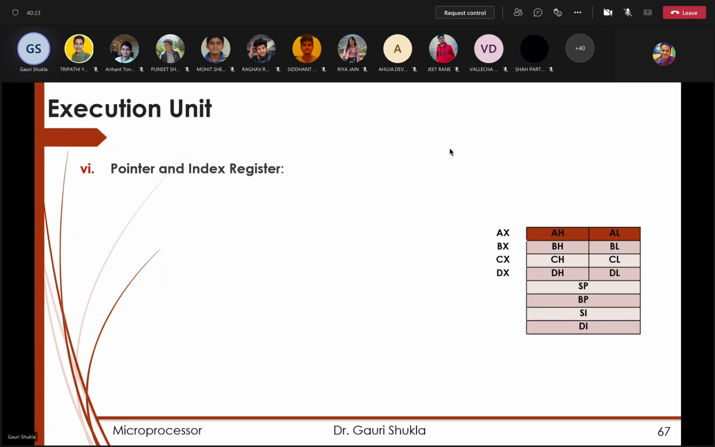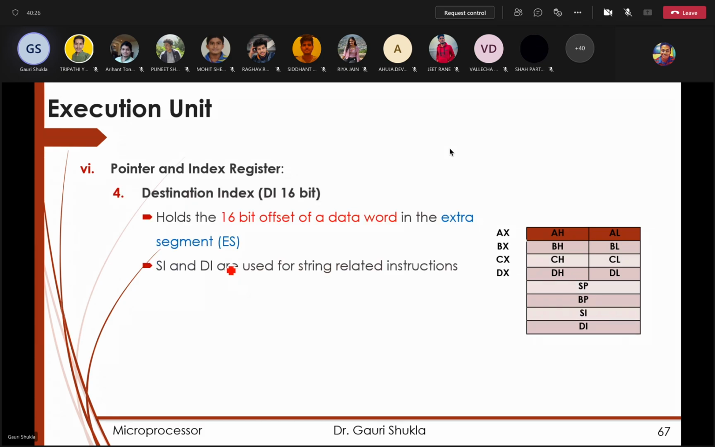Then destination index. It holds the 16-bit address of the data word in the extra segment, basically the data segment and then the extra segment. SI and DI are mostly used with string related operations, to move a block of data from one memory to another. There I use source index and destination index, and that is why the word index is there. So SP and BP were pointer registers, SI and DI were index registers.